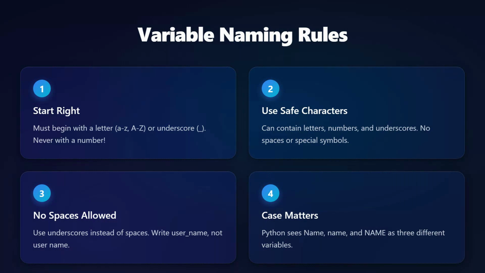Rule 3. Instead of spaces, use underscores. Write user_name, not user space name. And Rule 4. Python is case sensitive, meaning Name with a capital N, name in lowercase, and NAME in all caps are three completely different variables.